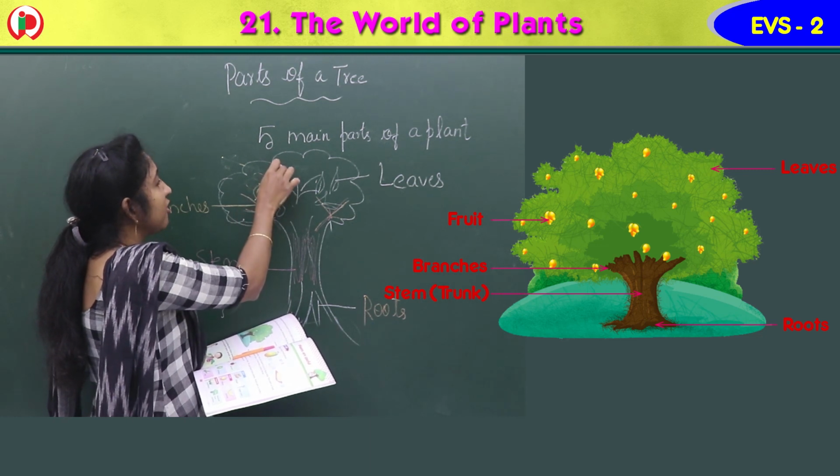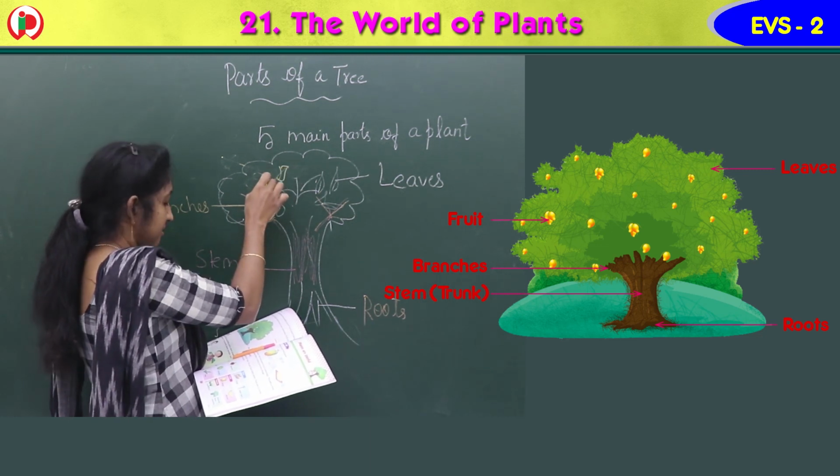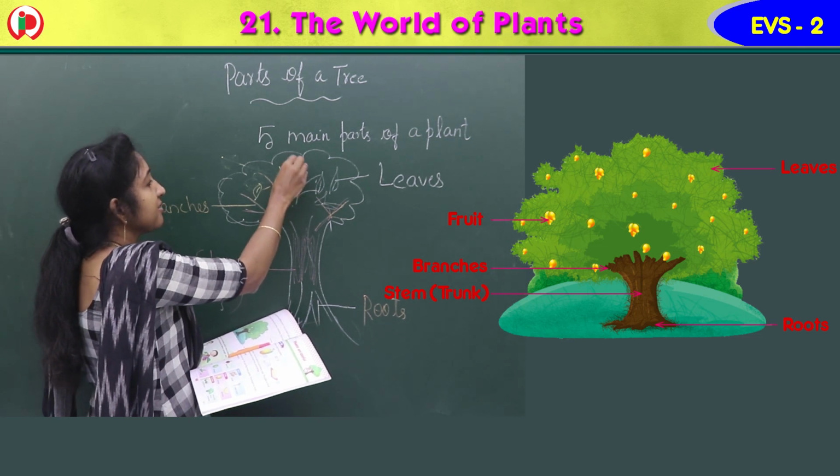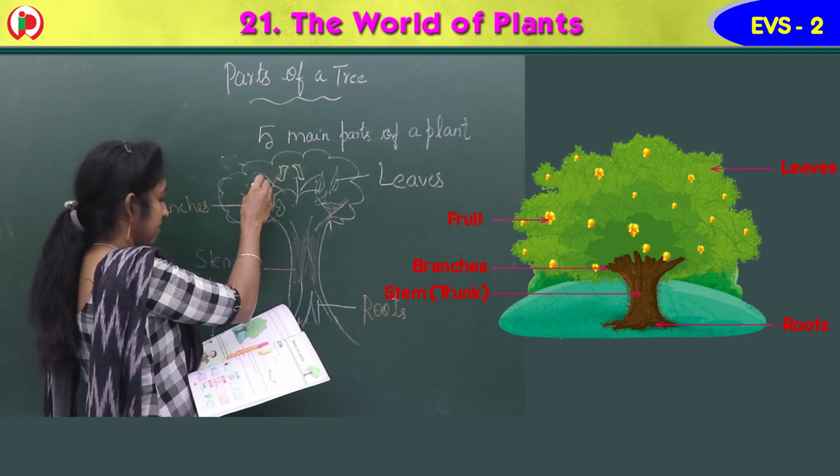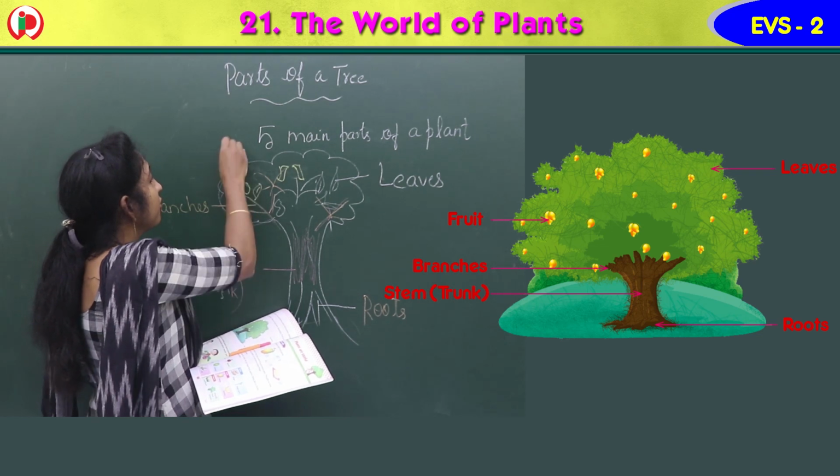Then on the tree you can see something hanging there, no? What is that, the hanging thing? Yes, they are actually fruits.